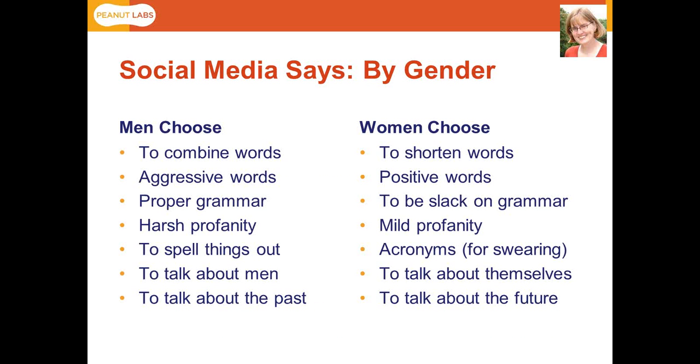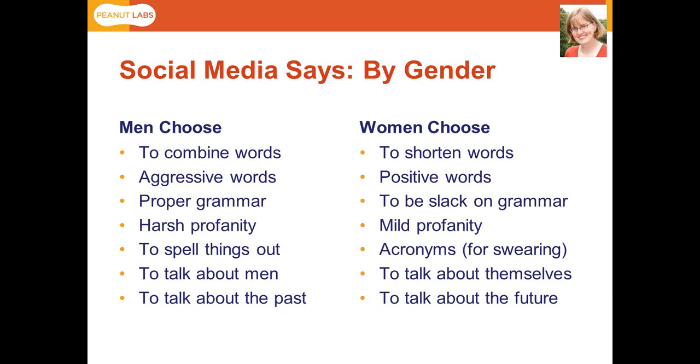So what we've seen so far, men are more likely to combine words, use aggressive words, and talk about men, and women are more likely to shorten words, use positive words, and talk about themselves. These are some basic gender differences, and indeed some of these we would expect based on traditional stereotypes. But the grammar and acronym usage is certainly something that's new and certainly brought out by this new era of social media.